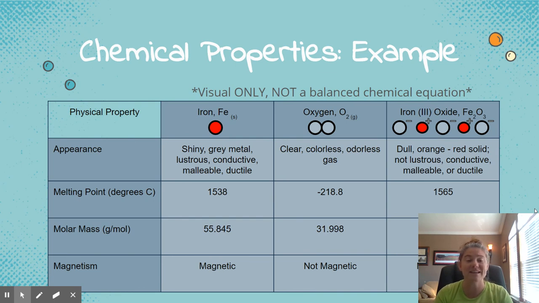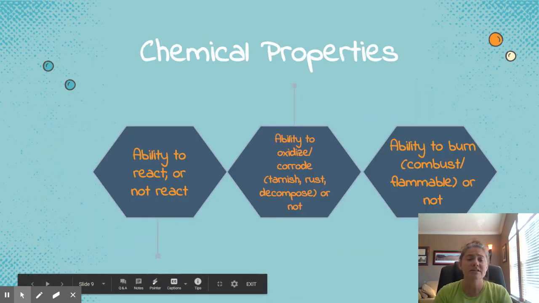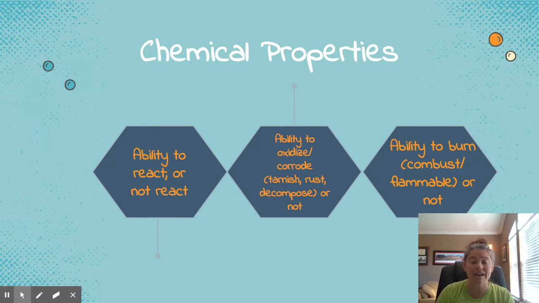So this is an example of showing what happens during a chemical change or reaction. So I can say that they were reactive. The chemical properties were reactive. So the ability to react or not react is a chemical property. Iron and oxygen formed iron oxide. That was the ability to react.